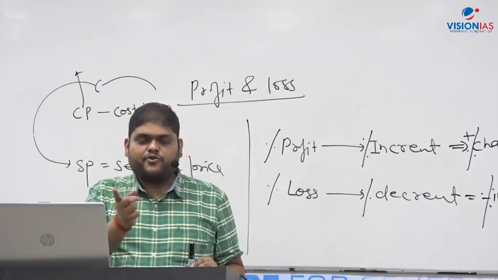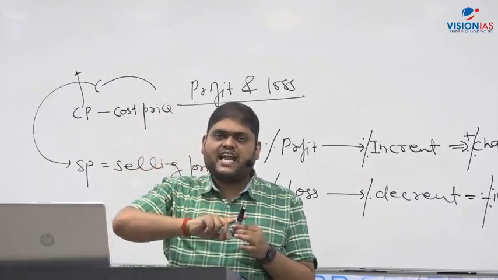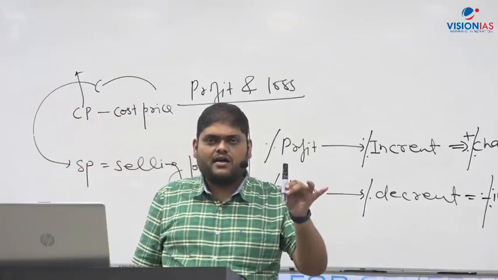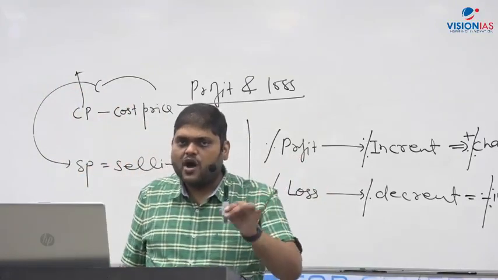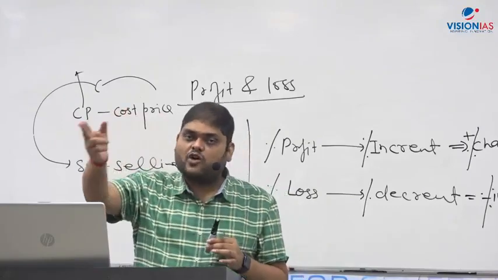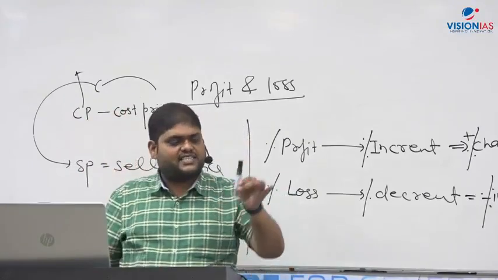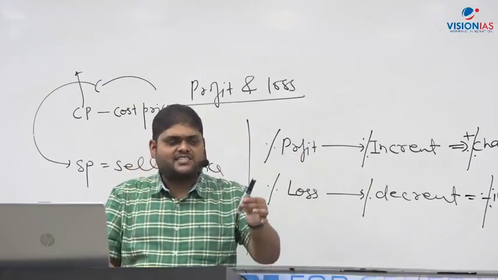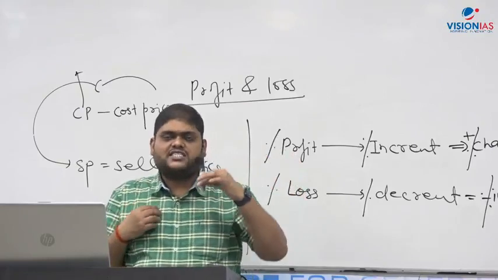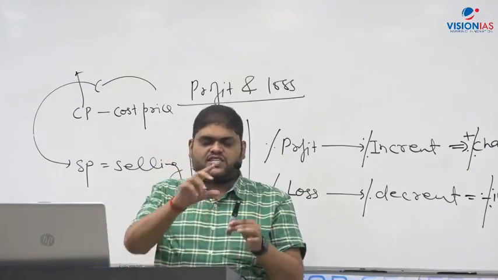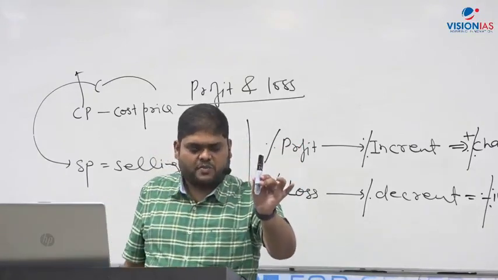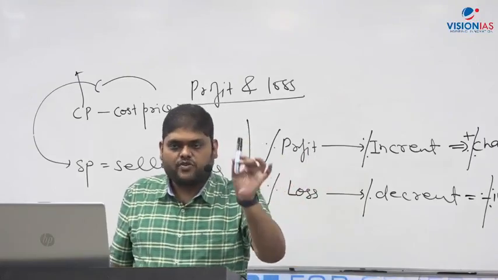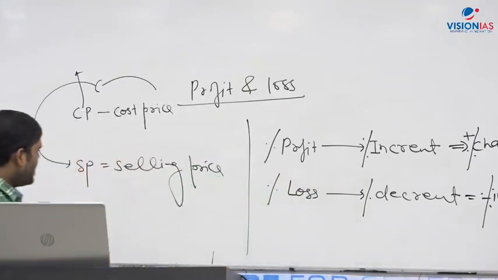But if you see clearly, suppose Vision IS also wants to sell this marker to someone, so 150 becomes what? 150 becomes the cost price for Vision IS, because Vision IS is getting this marker at 150 rupees. I am selling this marker at 150, so this is the selling price for me. But since Vision IS is getting it for 150 rupees, the 150 rupees is the cost price for Vision IS.